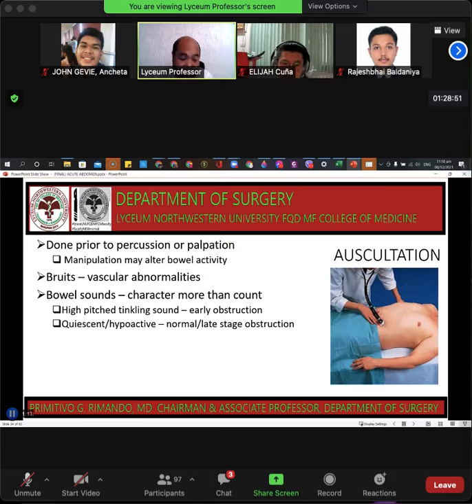And then the difference with the abdominal physical exam is we go directly to auscultation. In other parts of the body, auscultation is usually last, but with the abdomen, we do it first, after your inspection. It is done prior to percussion or palpation, because if you do percussion and palpation first, you might actually trigger the bowels and they start to hyperreact.